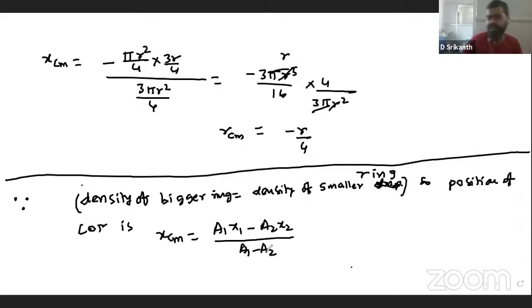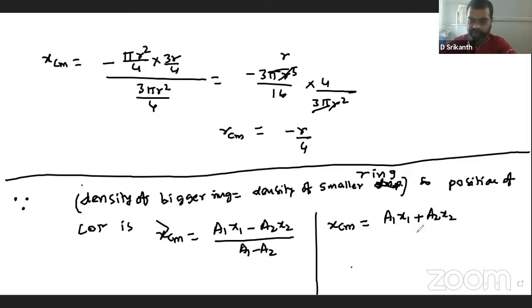Next point, write down. If some mass is added to the circular ring, then the position of center of mass can be determined as: write down this formula. xcm is equal to a1 x1 plus a2 x2 divided by a1 plus a2.